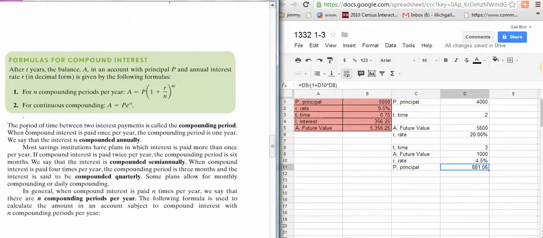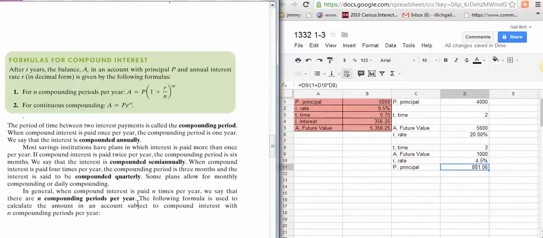Now, it says the period of time between two interest payments is called the compounding period. When compound interest is paid once per year, the compounding period is 1, and we say that the interest is compounded annually. Most savings institutions have plans in which it's paid more than once. Semi-annually is twice a year, so your n would be 2. Quarterly is 4 times a year, so your n would be 4. So in general, when the compound interest is paid n times per year, we say that there are n compounding periods per year.